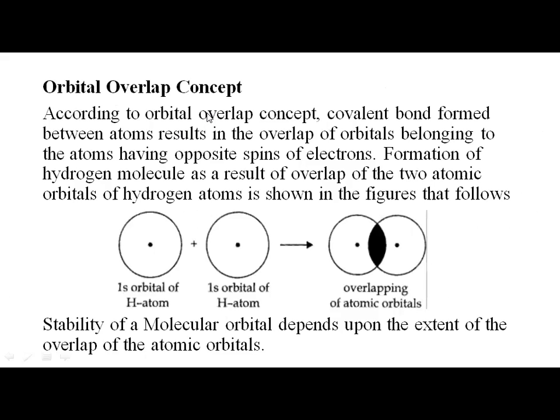So, the orbital overlap concept. According to the orbital overlap concept, a covalent bond formed between atoms results from the overlap of orbitals belonging to the atoms having electrons of opposite spin.